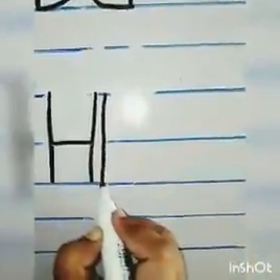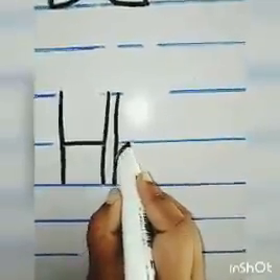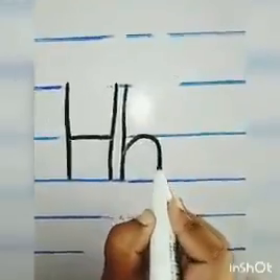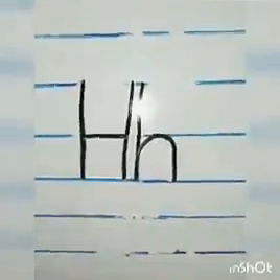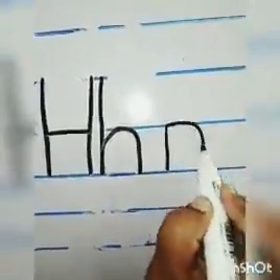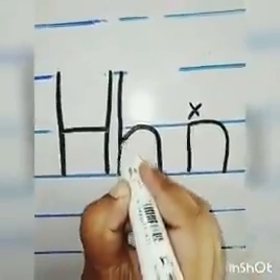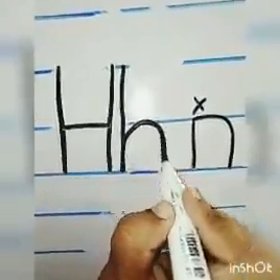Okay, look here. Put a pencil here. Go up. Turn round. From here to up. And then down. This is small h. Don't turn like this. This is wrong. You will turn from here to up, to the second line, and then come down.